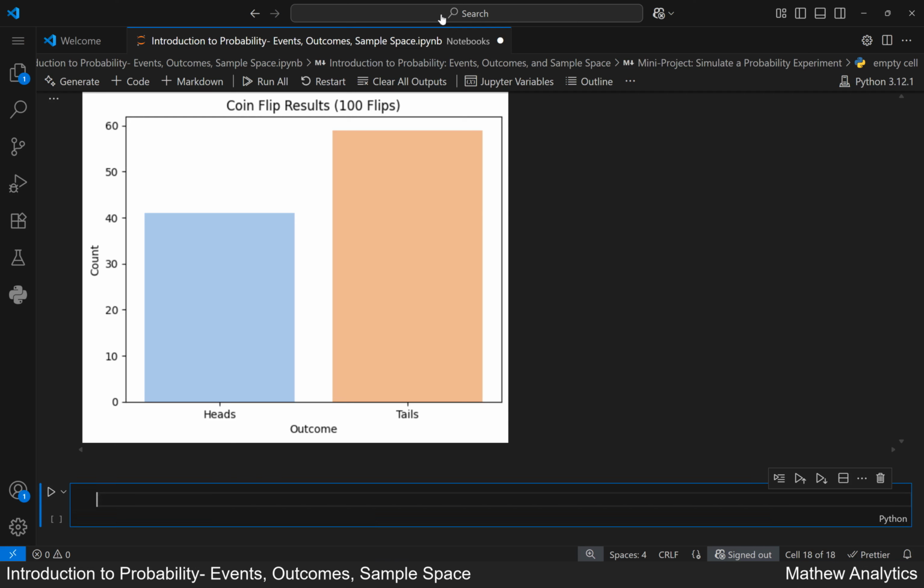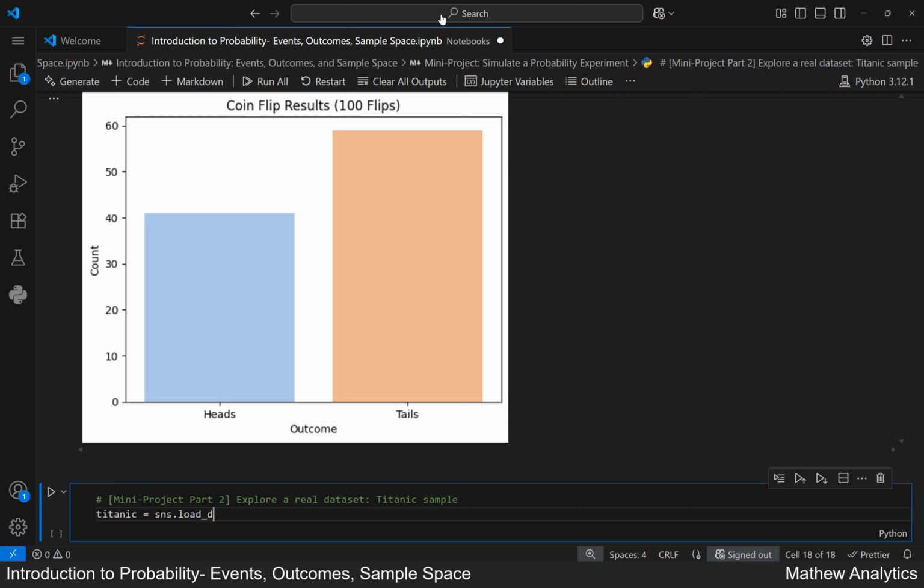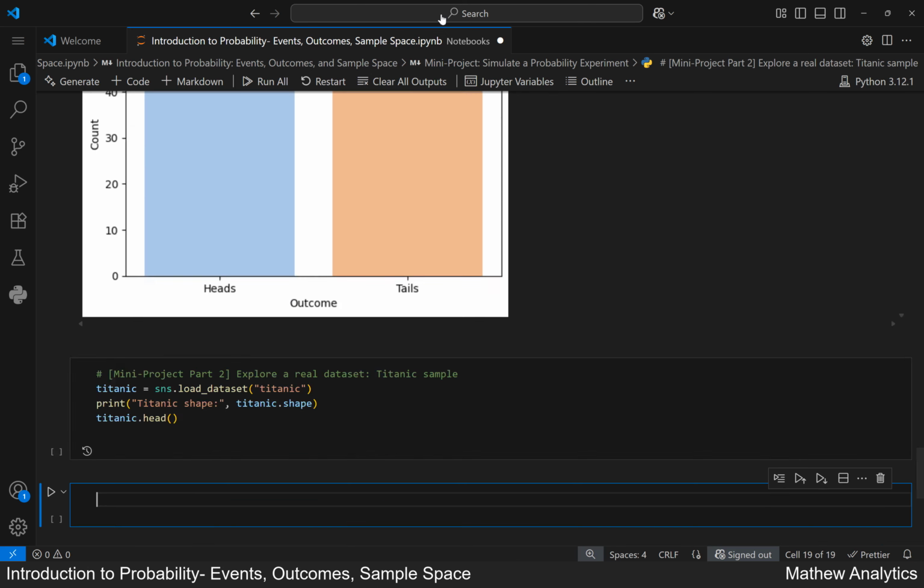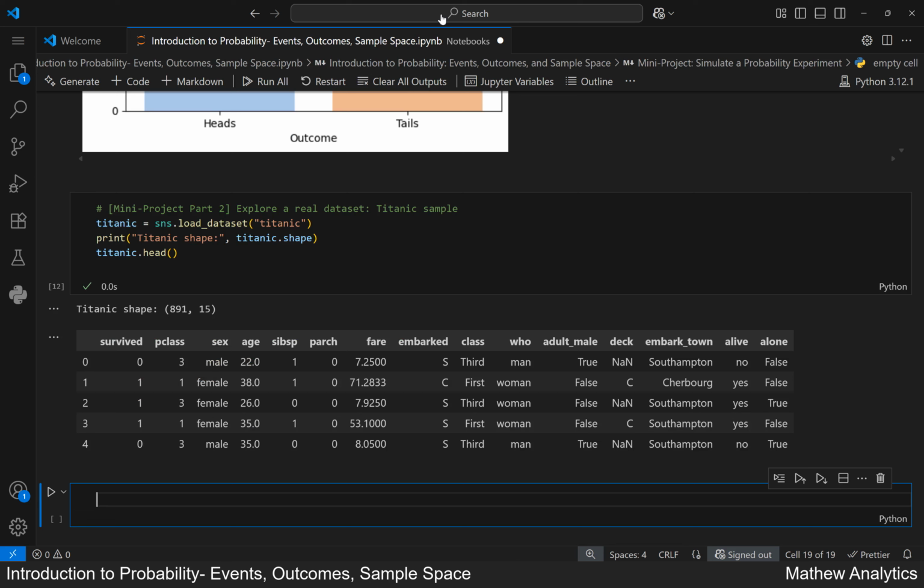Now we will bring in a real dataset to practice. We will use the Titanic passenger data. We load Titanic data from Seaborn. We print out how many rows and columns are in this set. We view the first few rows of the dataset. Running the cell now. Notice the columns. Who might have survived? We will look closer soon.